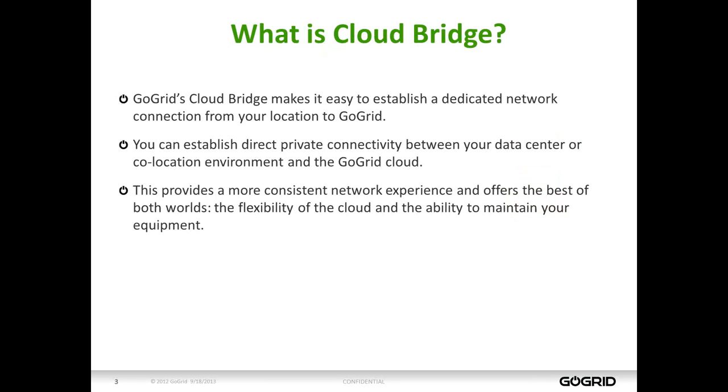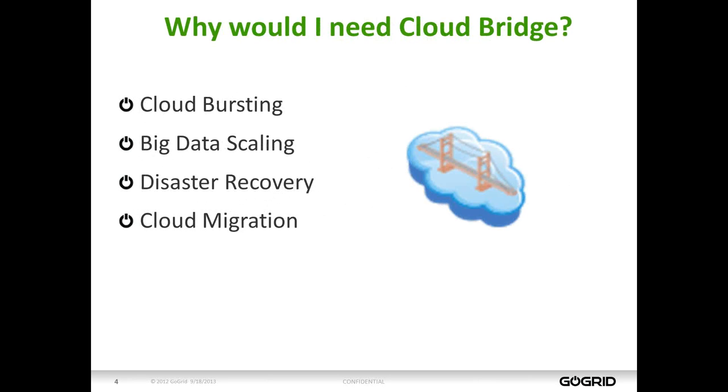Well, to start with, GoGrid's Cloud Bridge makes it easy to establish a dedicated network connection from your location to GoGrid. In addition, you can establish direct private connectivity between your data center or co-location environment and the GoGrid cloud. This provides a more consistent network experience and offers the best of both worlds. The flexibility of the cloud and the ability to maintain your equipment. Wow, that sounds great.